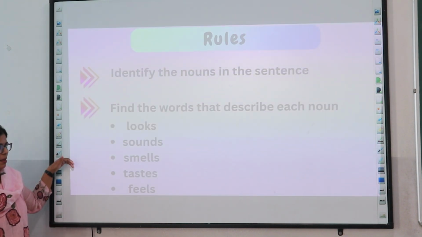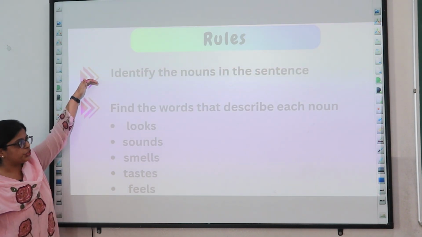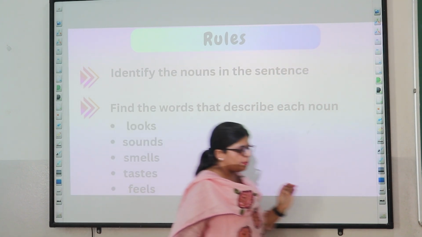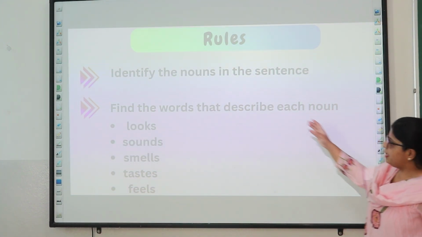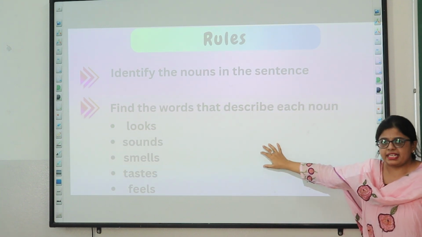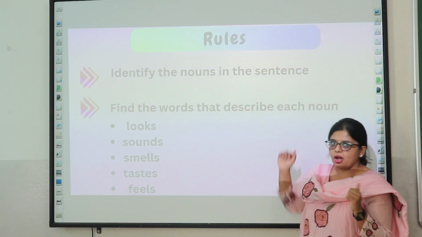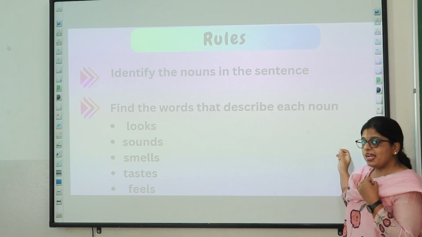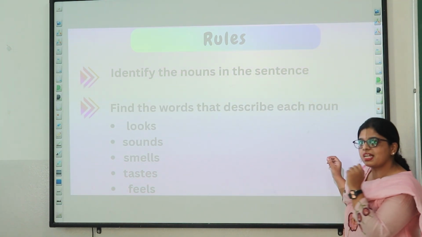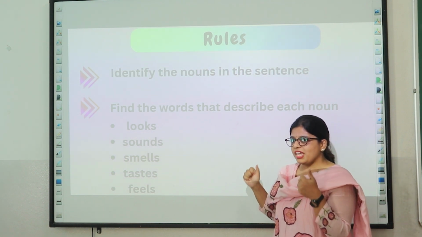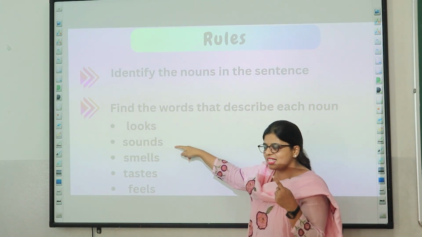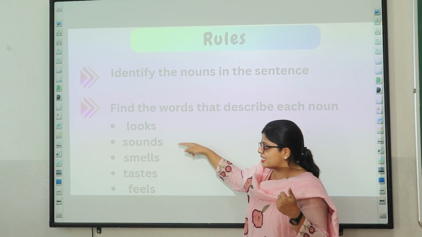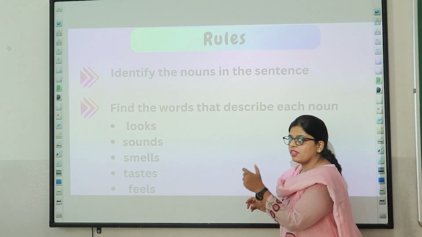Before going into examples, I want to teach you the rules to identify adjectives in a sentence. First, let's take a sentence and identify the nouns in the sentence. That is the first rule. Second rule, after we identify the noun, let's look for a word which describes that noun. When we describe, we have to see how it looks, how it sounds, how it smells, how it tastes or how it feels. Not everything tastes, not everything smells, but it depends on the noun.